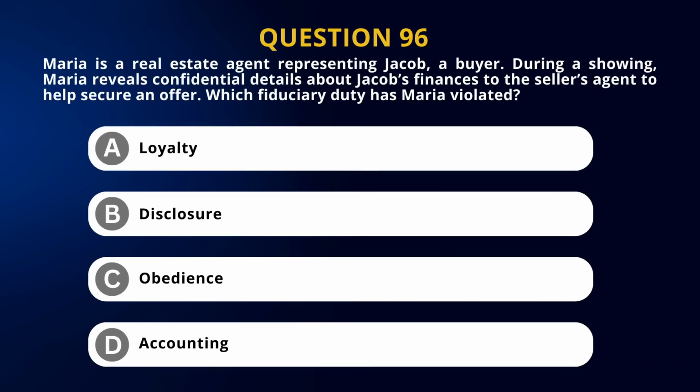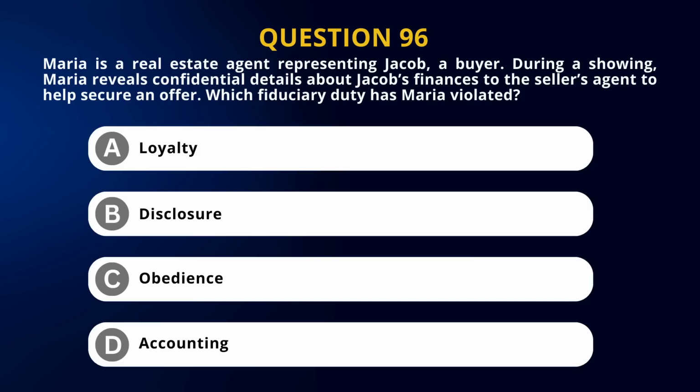Question number 96. Maria is a real estate agent representing Jacob, a buyer. During a showing, Maria reveals confidential details about Jacob's finances to the seller's agent to help secure an offer. Which fiduciary duty has Maria violated? Letter A, loyalty. Letter B, disclosure. Letter C, obedience. Letter D, accounting.